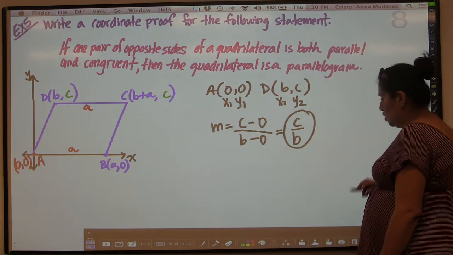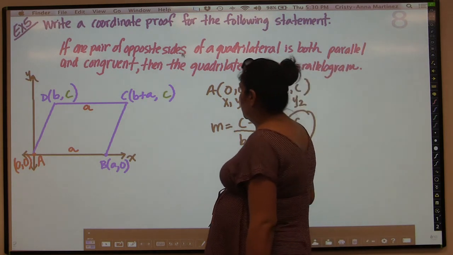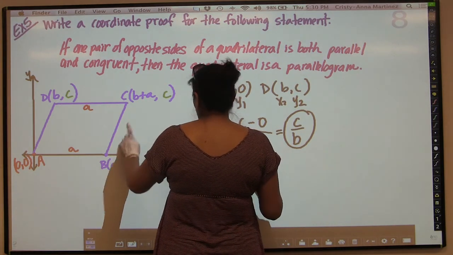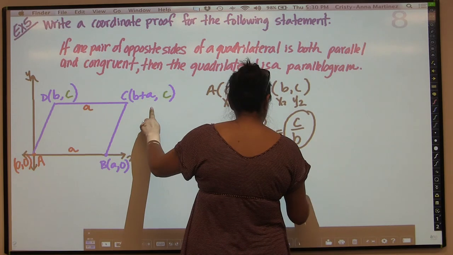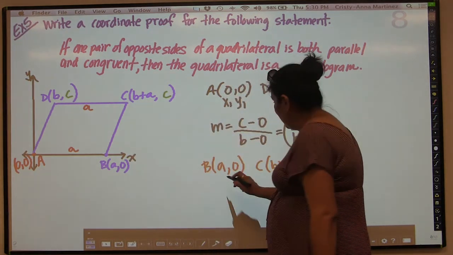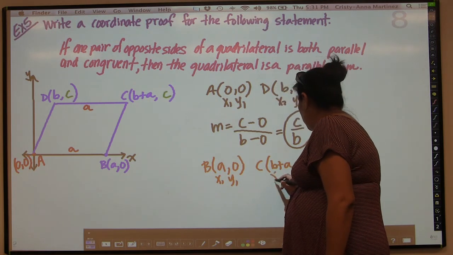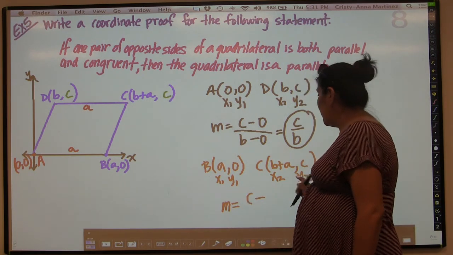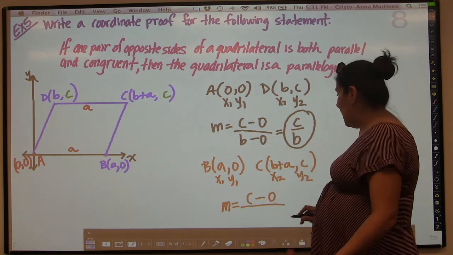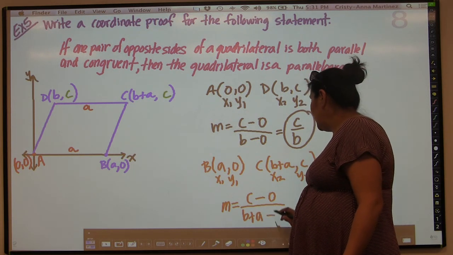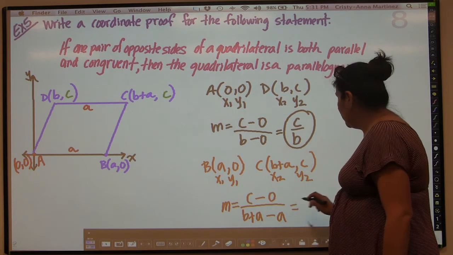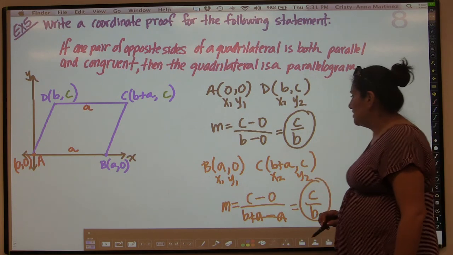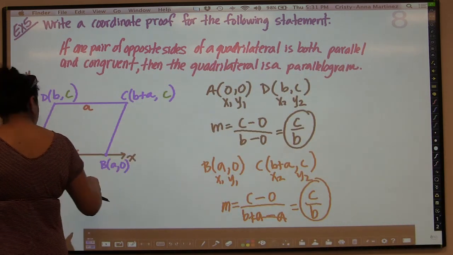I'm now going to find the slope of BC. And for B, my point is A, 0. And for C, my point is B plus A, comma C. So again, I'm going to go x1, y1, x2, y2. And my slope is going to be y2, which is C, minus y1, which is 0, divided by x2, which is B plus A, minus x1, which is A. And C minus 0 is C, and B plus A minus A, the A's are going to cancel, you're going to get B. And again, I get C over B for the slope of BC.